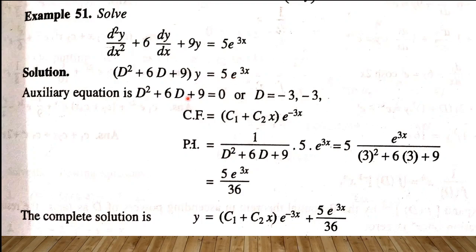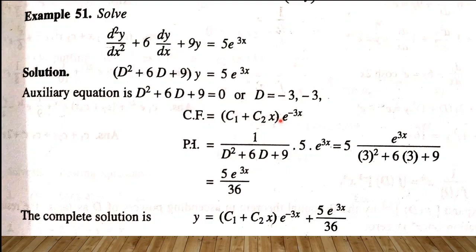For instance, calculation of the complementary function, auxiliary equation is required. Irrespective of RHS, I take it as 0. What it becomes? D square plus 6D plus 9 equal to 0. Auxiliary equation becomes m square plus 6m plus 9. Solve it on the calculator. You get the roots as minus 3, minus 3. Minus 3, minus 3 are the roots which are real and equal. So c1 e to the power minus 3x plus x into c2 e to the power minus 3x.